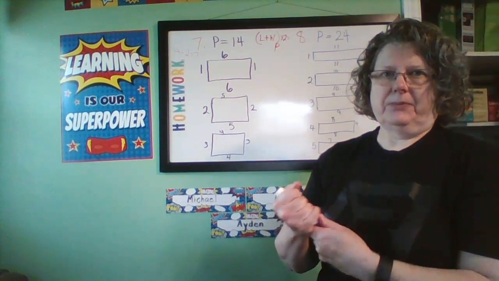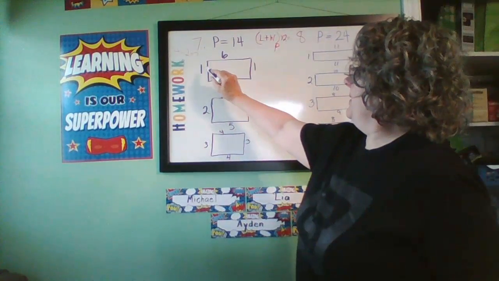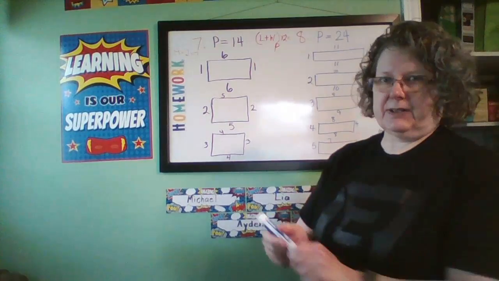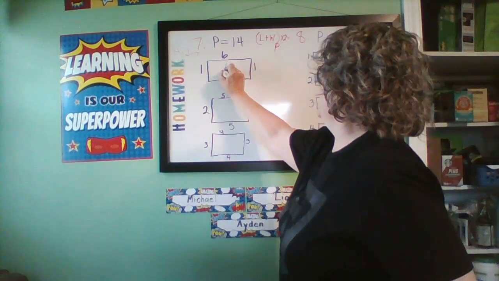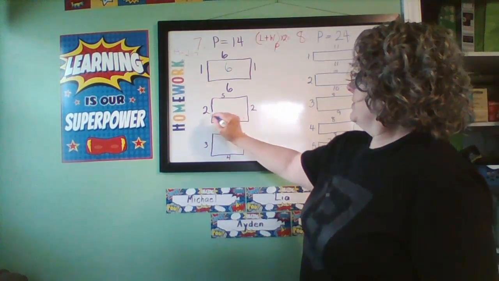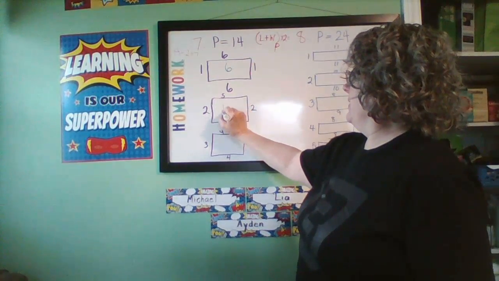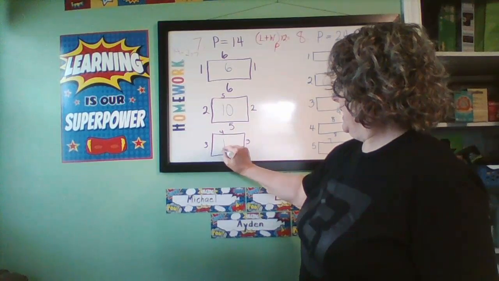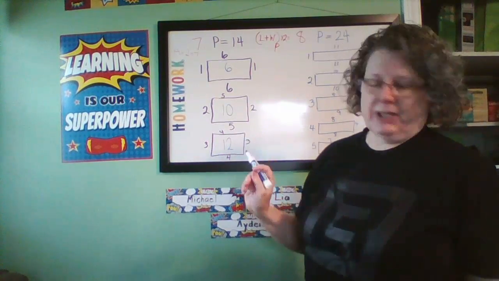So now what they want me to tell them is, what are the areas of those rectangles? Well, I'm going to take my length times my width to find the area. So 1 times 6, the area of this one would be 6. 2 times 5, the area of this one would be 10. And 3 times 4, the area of this one would be 12.